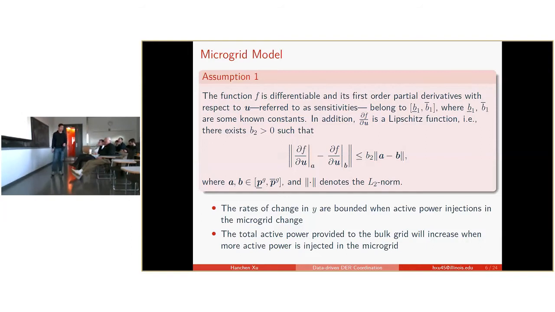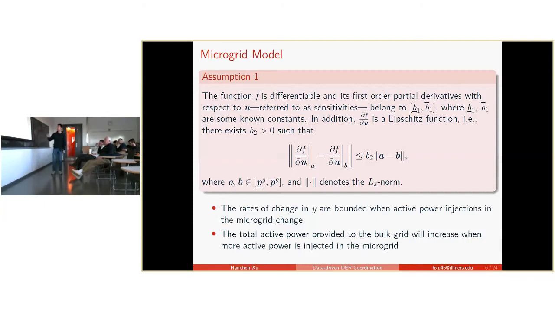Anyway, as I mentioned, the explicit form of F is unknown, but we can make some assumptions on F. The first assumption we make is that F is differentiable and its first order partial derivative with respect to U, which we also call linear sensitivities, lies in some interval, from a lower bound B1 to an upper bound B1 bar. Essentially, we claim that the first order derivative of F is bounded in some box, and the bound we can just make some guess. In the worst case, we can assume that the lower bound is zero and the upper bound is large enough.